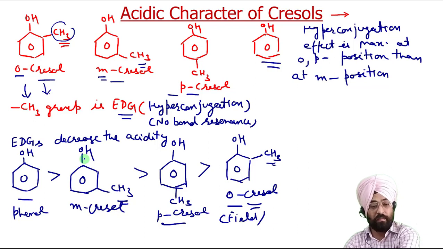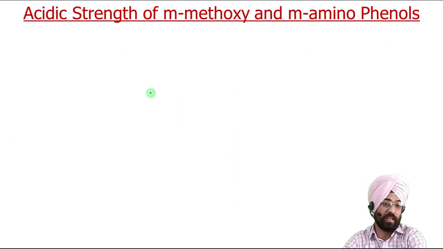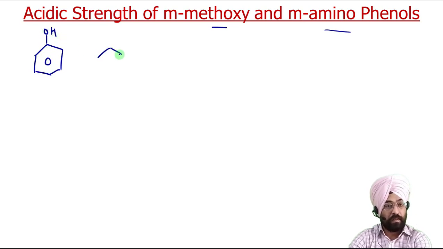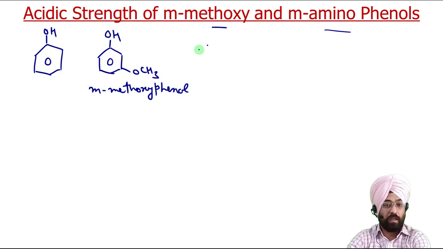Now let us see what else we have. Now we have to see the acidic strength of meta-methoxy and meta-aminophenol. Now this is your phenol. First of all, it is always better to write the structure. Then looking at the structure, we can tell. This is your meta-methoxy, OCH3, phenol, and this is your meta-amino, NH2 group, meta-aminophenol.